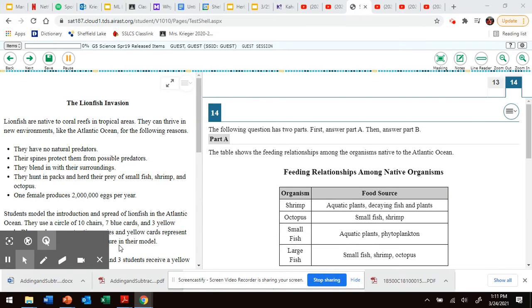Hi, everyone. Let's keep rocking some practice science questions for our state test here. So, I'm going to reread the passage about the lionfish invasion so it's fresh in your head. Okay. So, it is number 14.